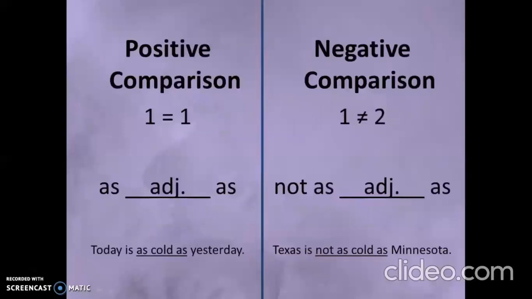So here's our chart again, and you can see on the side where it has negative comparison, saying Texas is not as cold as Minnesota because Texas is less cold, and this not equal sign actually kind of works more like a less than sign in mathematics.